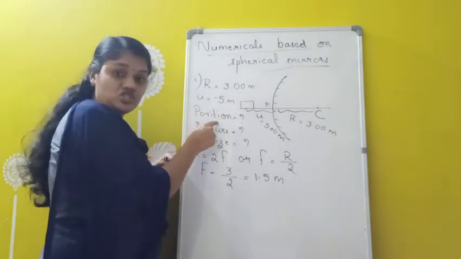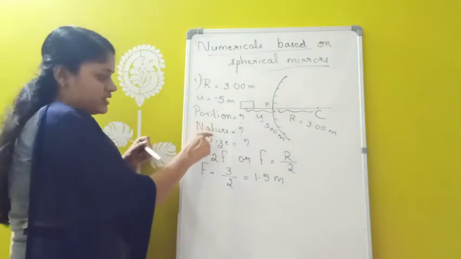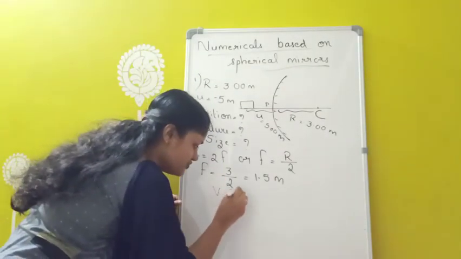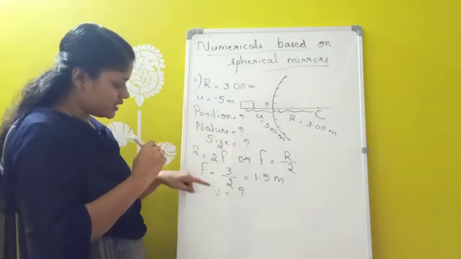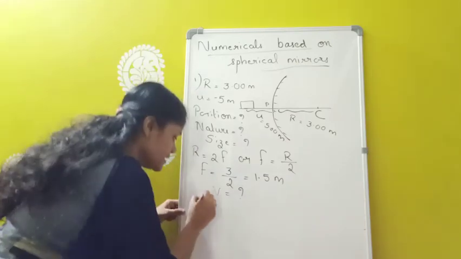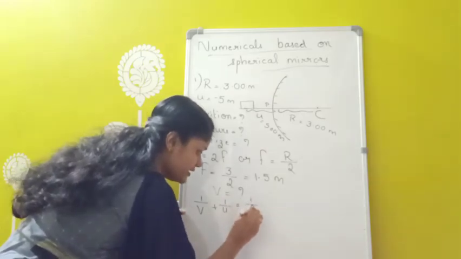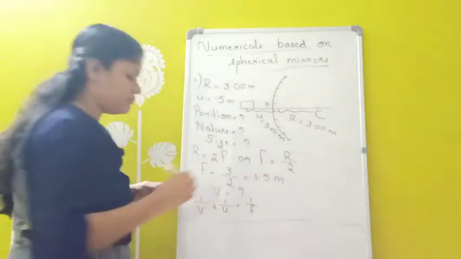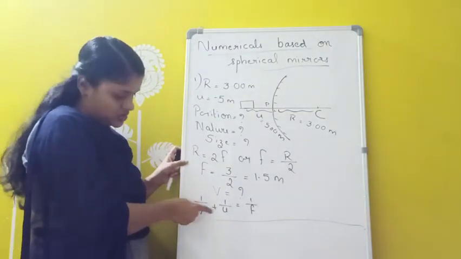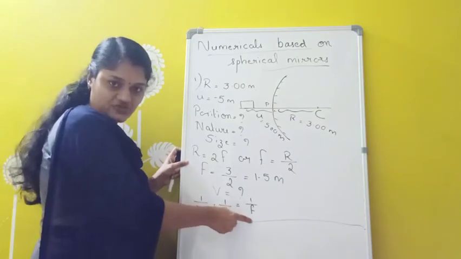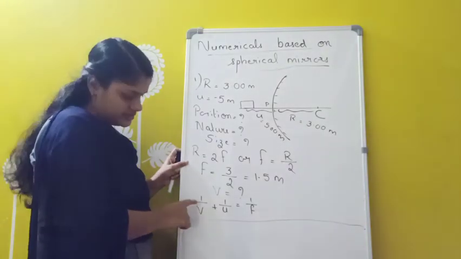Now we have to find the position of the image. That means we have to find the image distance, which is v. So we have to find v, and we know the mirror formula connecting u, v and f. Already we studied it: 1 by v plus 1 by u equals 1 by f. So this is the mirror formula. From this we have to find v, because we already know u as well as f. f is the focal length, u is the object distance. Both we know, and we need to find the position of the image.